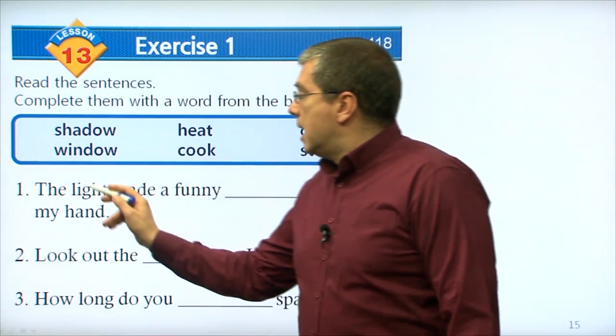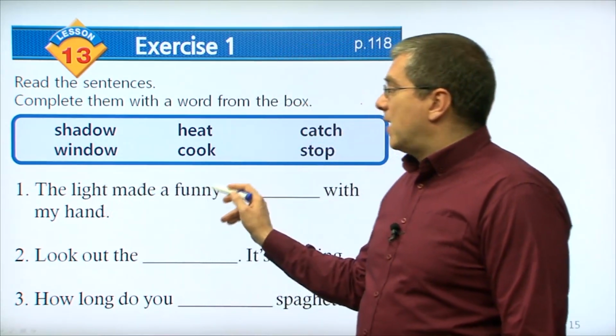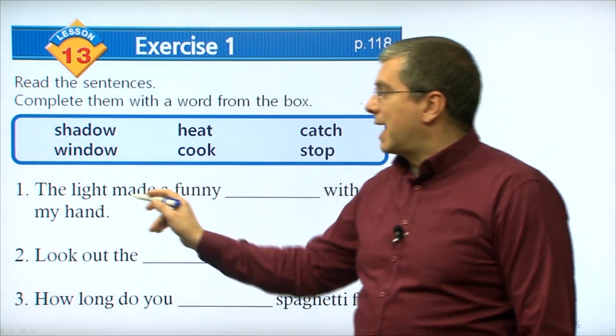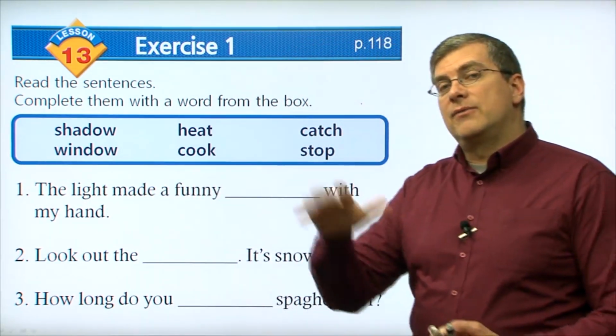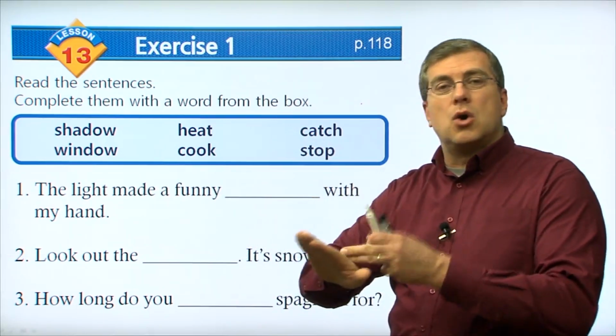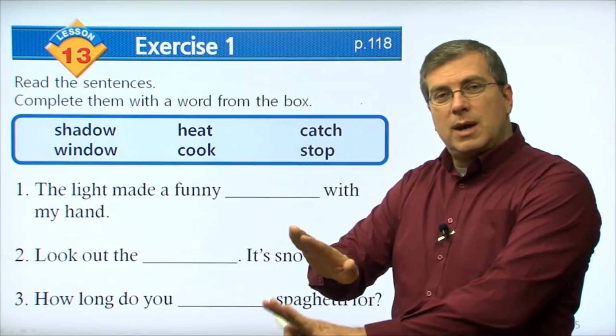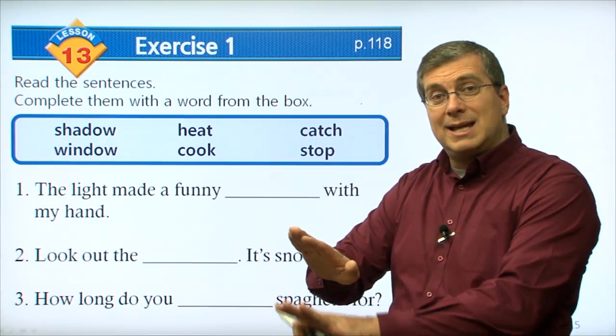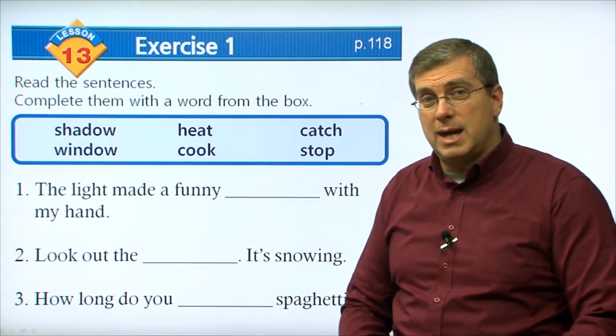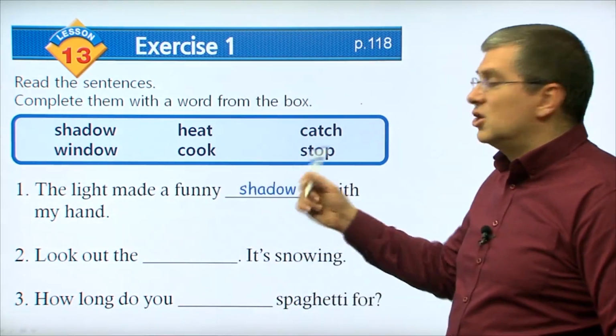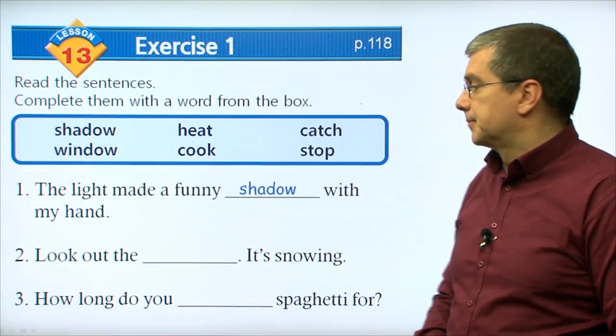Number 1, the light made a funny beep with my hand. So if you have light, the light can't go through your hand, so what do you have underneath? A place where the light can't go. Do you remember what word that is? Of course, we're talking about shadow.